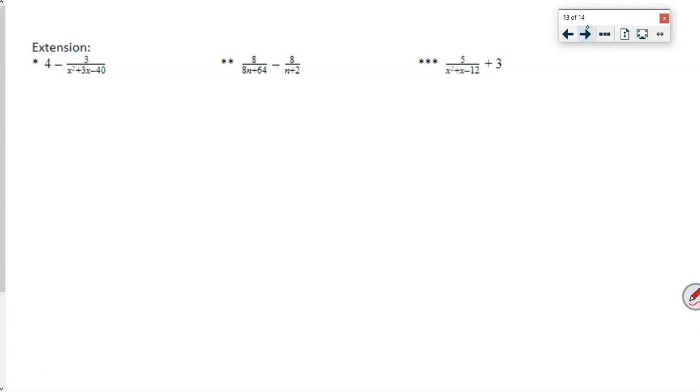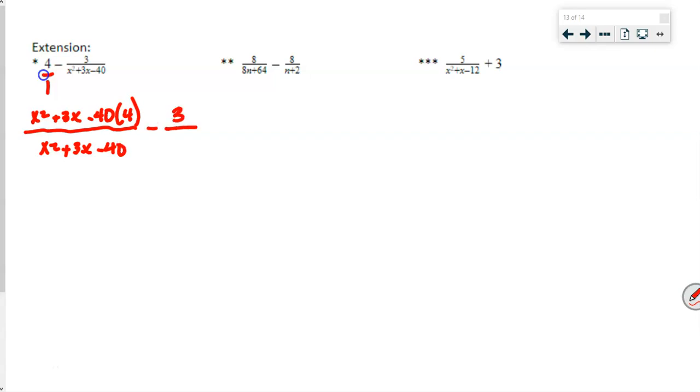But in this case, really, because this is over 1, right? So all we have to do is multiply everything that was in the denominator of the other one times the numerator. So we're going to do x squared plus 3x minus 40 times 4, right? All of that would be over the x squared plus 3x minus 40. And then we're going to subtract from it the 3 over x squared plus 3x minus 40.